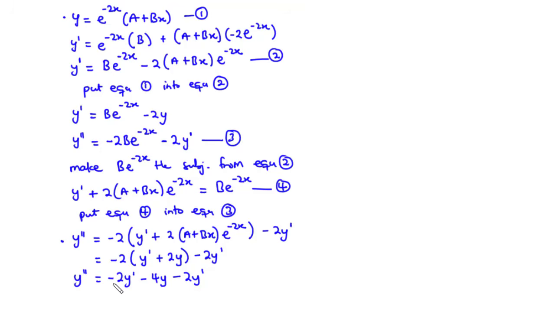And then let's transpose all of this to the left hand side. Even before that, we have negative 2y prime minus 2y prime. That becomes negative 4y prime. So you transpose that to the left hand side, it becomes positive 4y prime. And then also we transpose negative 4y to the left hand side, we have plus 4y equals 0. Therefore we have this to be the differential equation after eliminating a and b. So that is y prime prime plus 4y prime plus 4y equals 0.